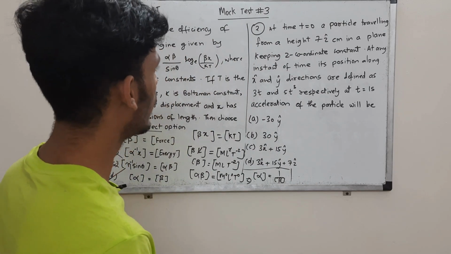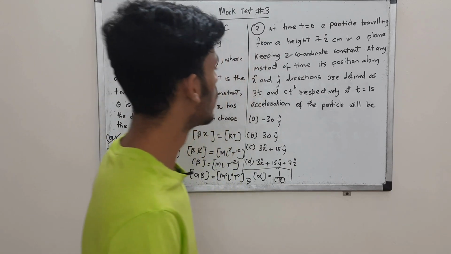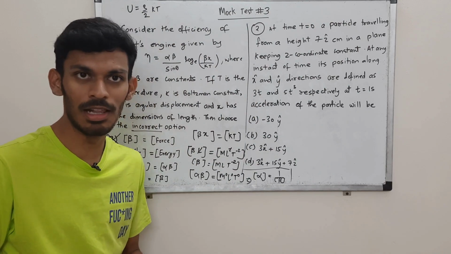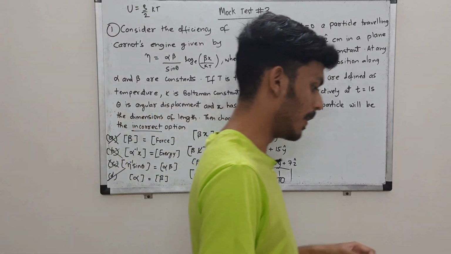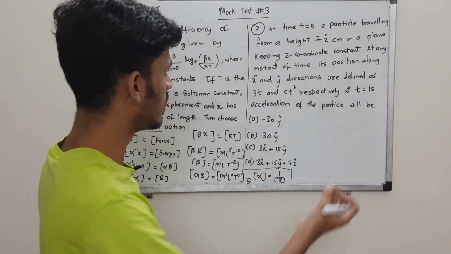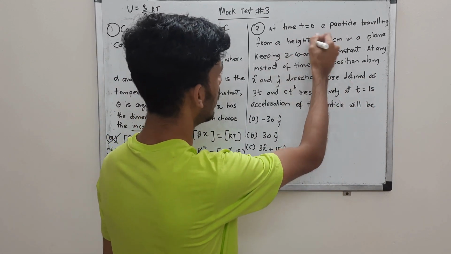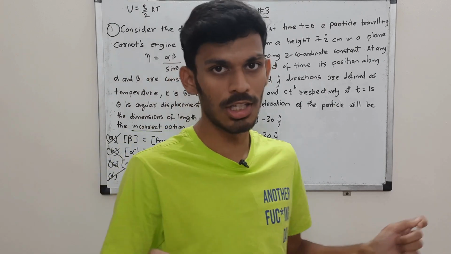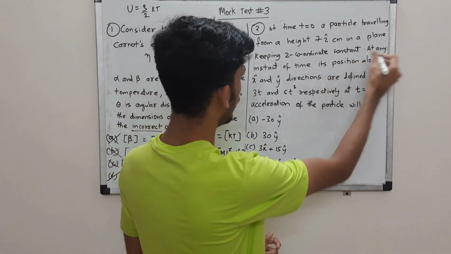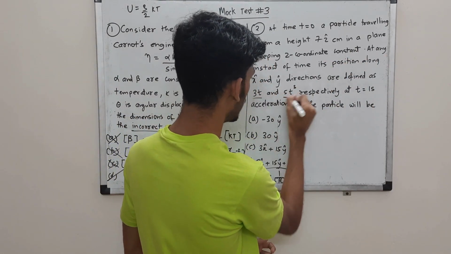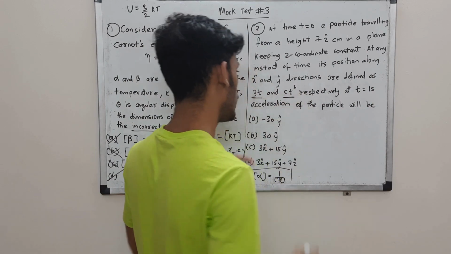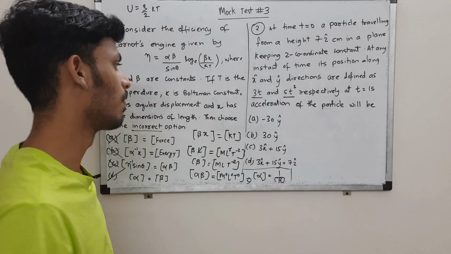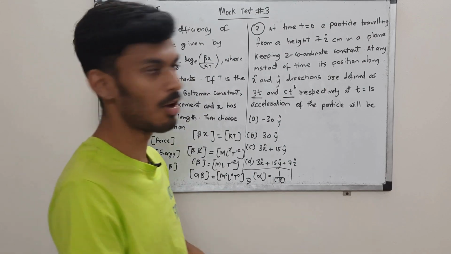So here we are given the position of a particle. It's moving actually in the xy plane, and it is maintaining its z component, the z height, constant. Okay, so the position along x and y is given by this. So this is the position along x and the position along y at any time t. You are supposed to tell the acceleration of the particle.